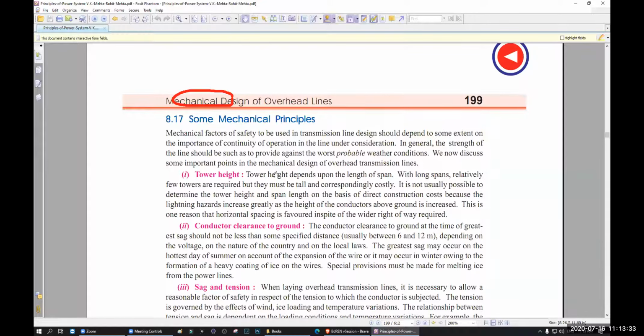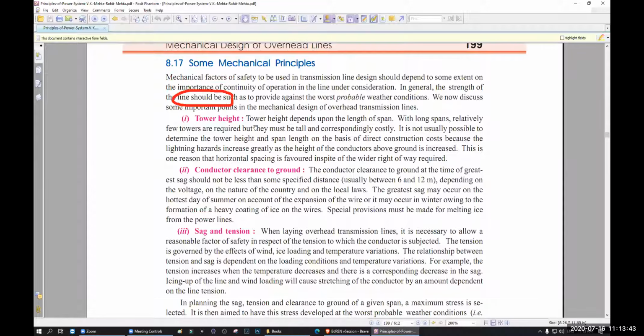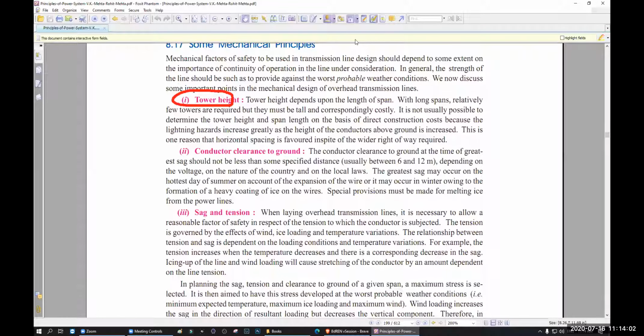Some mechanical principles you have to consider before designing the power line. One is tower height. What will be the height? Because tower height depends on your cost, on your aeroplane clearance, on your ground clearance and everything else. Next one is conductor clearance.